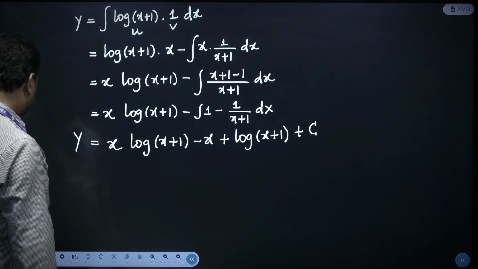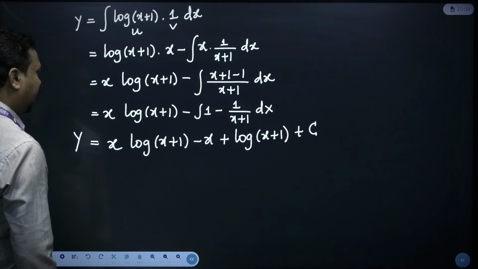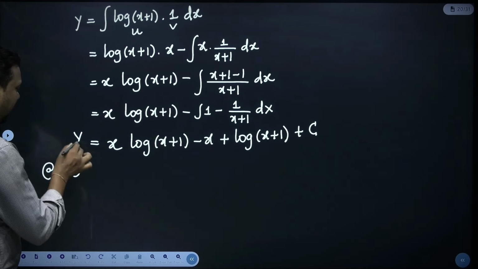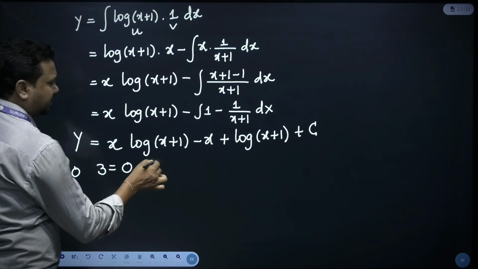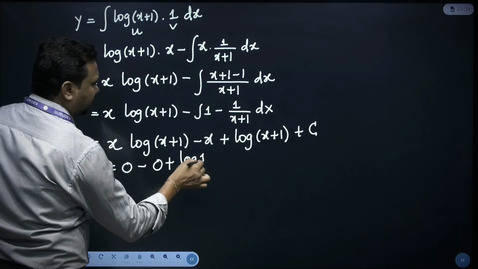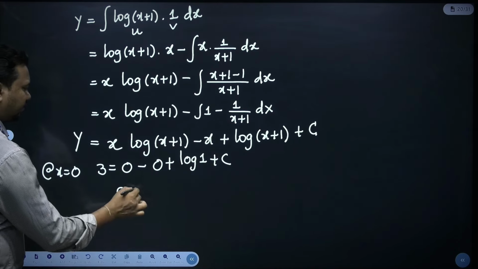Now, given that y of 0 is equal to 3, at x equal to 0, y is 3. Therefore, x equal to 0: 0 minus 0 plus log of 0 plus 1, which is 1, plus c, which is also 0. Therefore, c is equal to 3.